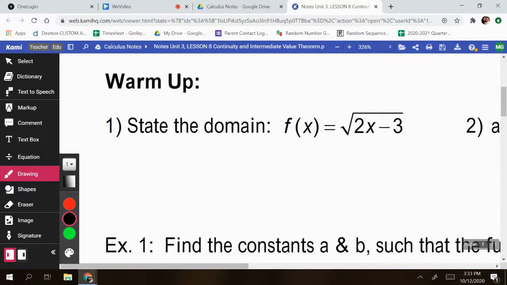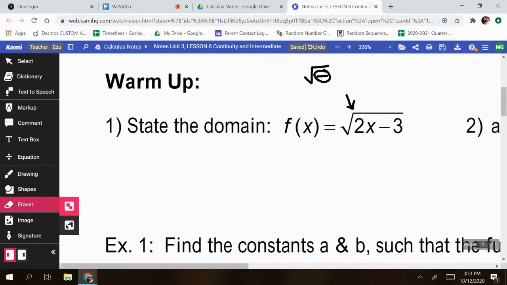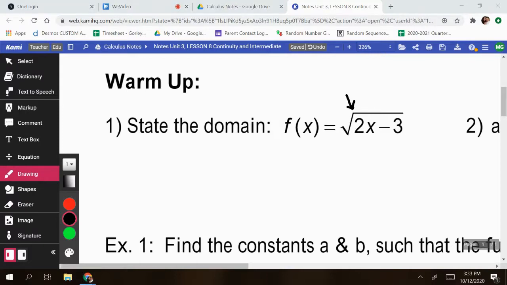The first question says to state the domain. As soon as I see a square root, I'm thinking to myself, I'm going to have a problem if I have a negative number underneath that square root. Right? If there's a negative number under a square root, then there would be no real solutions. So I want to exclude any value that would give me a negative under the square root. In other words, 2x minus 3 would have to be greater than or equal to 0. Right? Because we can take the square root of 0. That's fine. Where we want to run into problems is if it's less than 0. Like that would be no real solution.